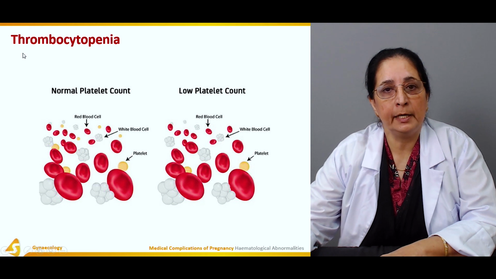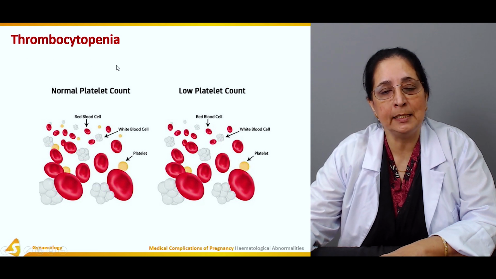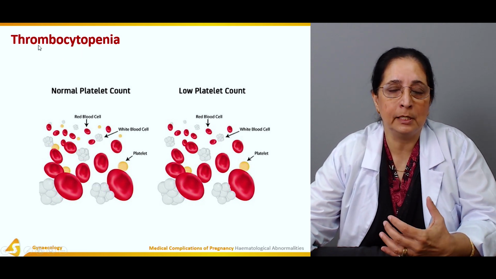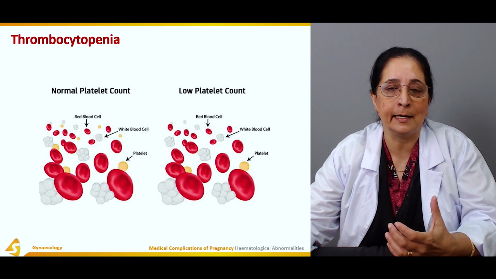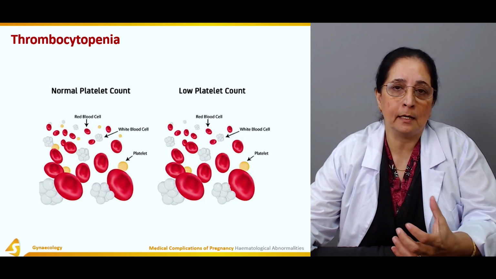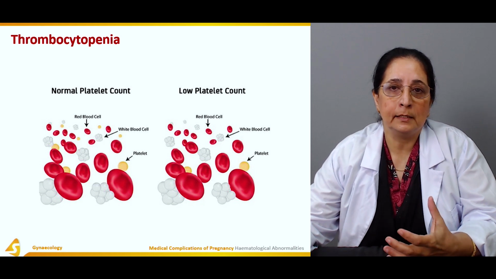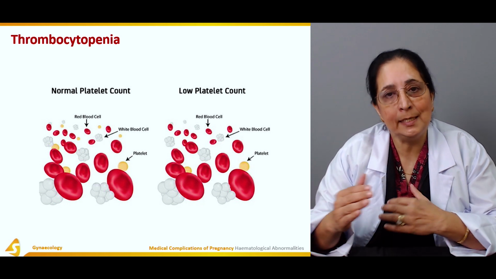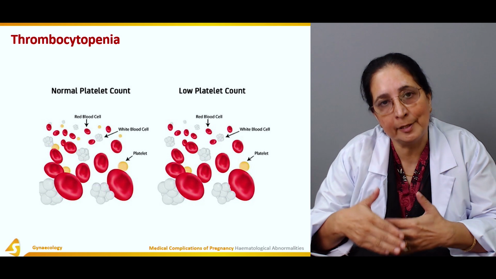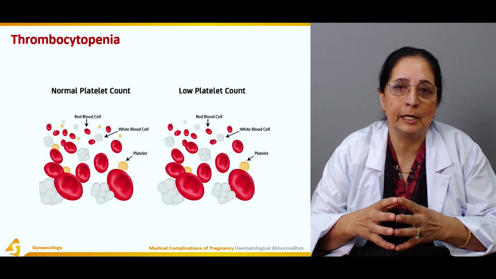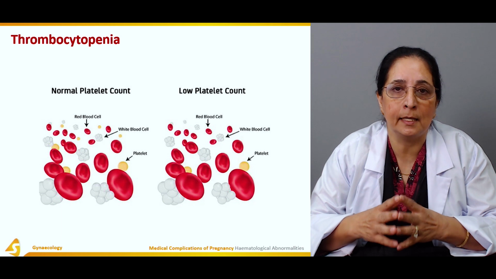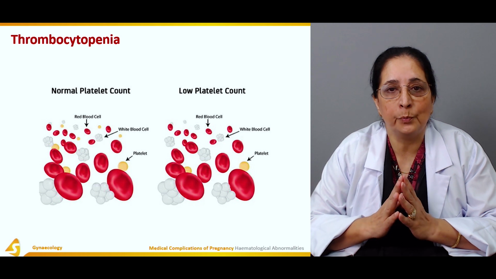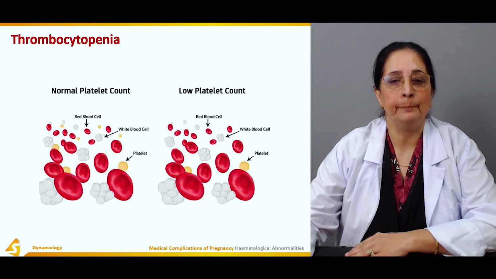The other condition is thrombocytopenia. Cyto is for cell, thrombo is the term used for the platelets, thrombocytes. Thrombocytes are the platelets. These are the cells which help in the clotting of the blood. Penia is the term used for the decreased level. So whenever there is decreased level of platelets in the blood, the condition is known as thrombocytopenia, decreased level of the platelets.